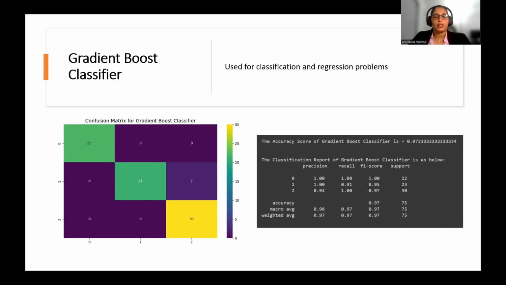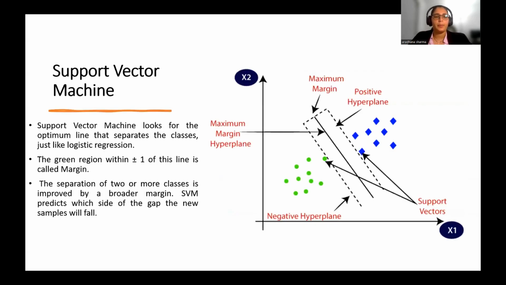We use gradient boost classifier for Iris dataset classification, and here are the results. Class 1 has 100% accuracy. Class 2 has 2 datasets that were misclassified, and Class 3 again has 100% accuracy. Therefore, we have an accuracy score of 0.973 for this classifier.